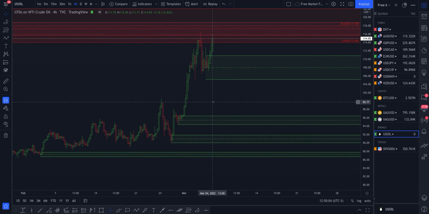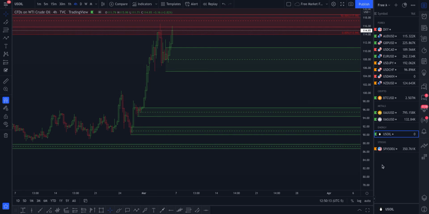So again, short-term institutional bias is long on U.S. oil, but again, we just have to wait for price and see how it plays out.